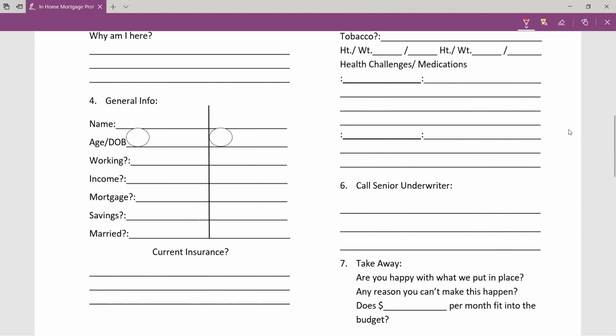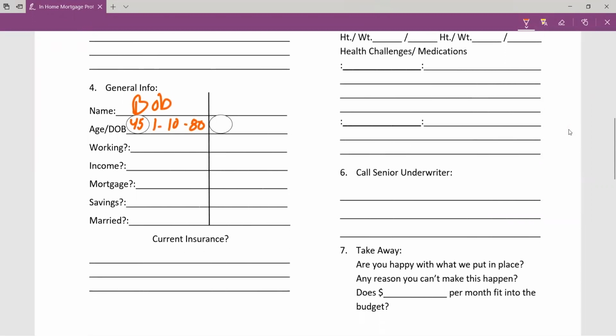So, for example, we fill this thing out. We do Bob. Say Bob is 45, 110, whatever the year was, 80. I know it's not the right math, but he's working. All I'll do is put a nice little yes. He's working. How much is he making monthly? We'll say he makes $2,000 a month.